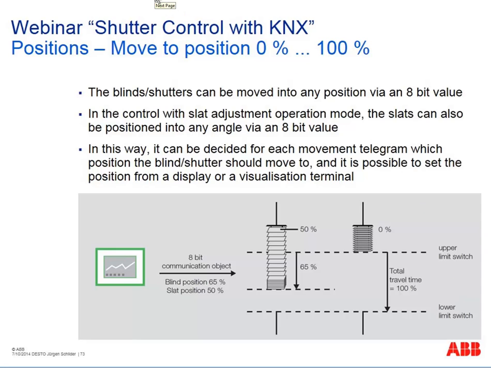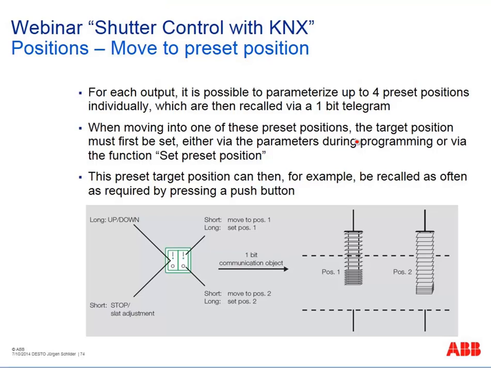If you don't want to send one byte telegrams, you can also use a preset functionality. Preset you might know from DIM actuators. Preset will be activated via a 1-bit telegram. In total we have 4 presets available, and in the software you assign to each preset a dedicated position, which will then be activated via the 1-bit telegram. But it's also possible to change this position, to set a new position.